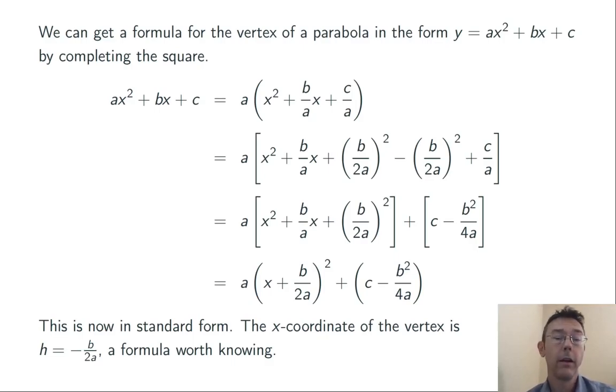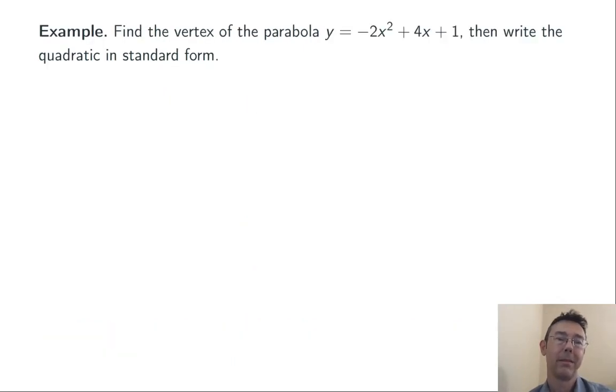In particular, h is going to be negative b over 2a, the x-coordinate of the vertex of the parabola, and k is going to be c minus b squared over 4a. That's the y-coordinate of the vertex. In particular, you want to know the formula h equals negative b over 2a. It's very useful. It comes up all the time.